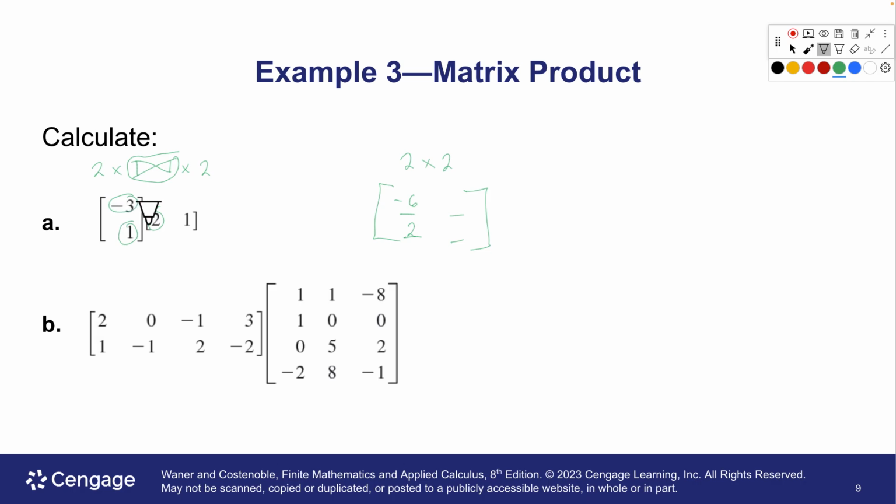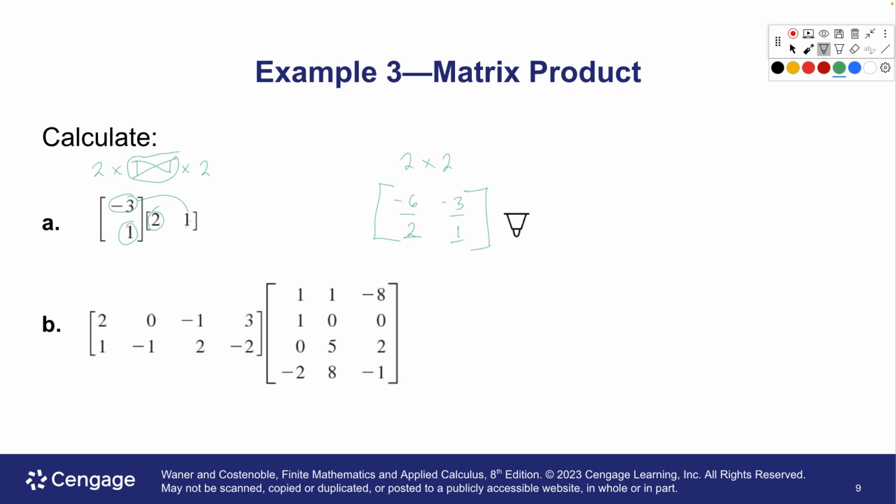Next, we're going to take row 1 times column 2. 3 times negative 1 is negative 3. And notice in this case there's no adding because there's just a single multiplication. And then the last one is going to be 1 times 1, which is 1. And so there's our answer.